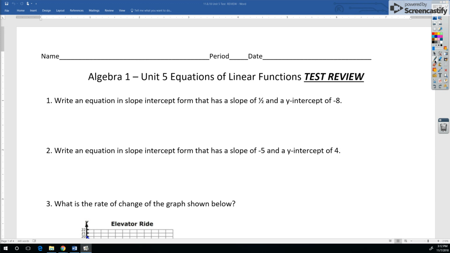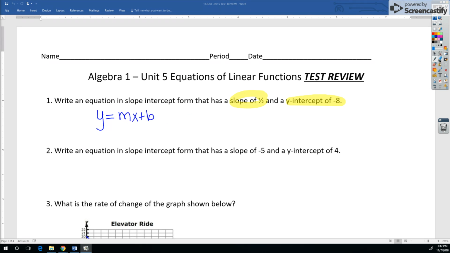Okay, this is the review for Unit 5, Part 1, Equations of Linear Functions. Question 1 says to write an equation in slope-intercept form that has a slope of 1/2 and a y-intercept of -8. So the first thing is we need to know about what slope-intercept form is. And slope-intercept form is y equals mx plus b.